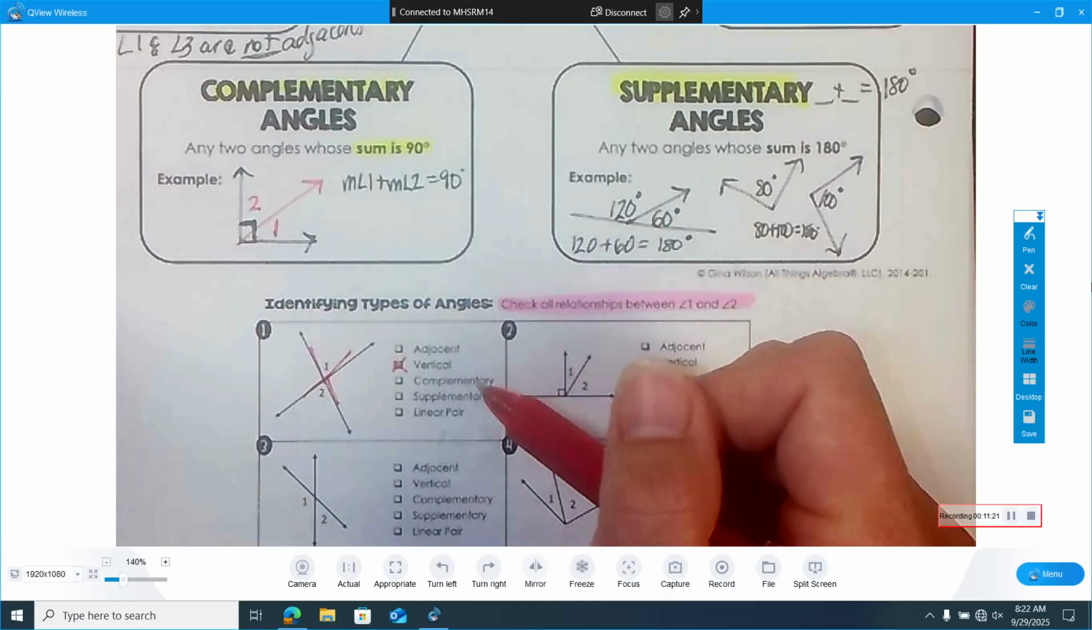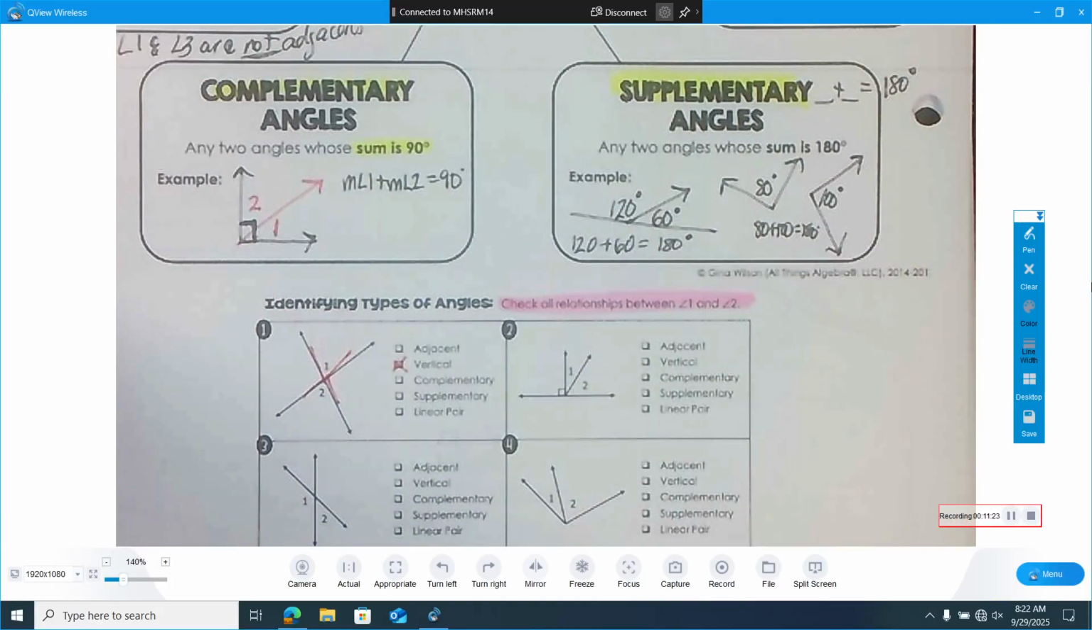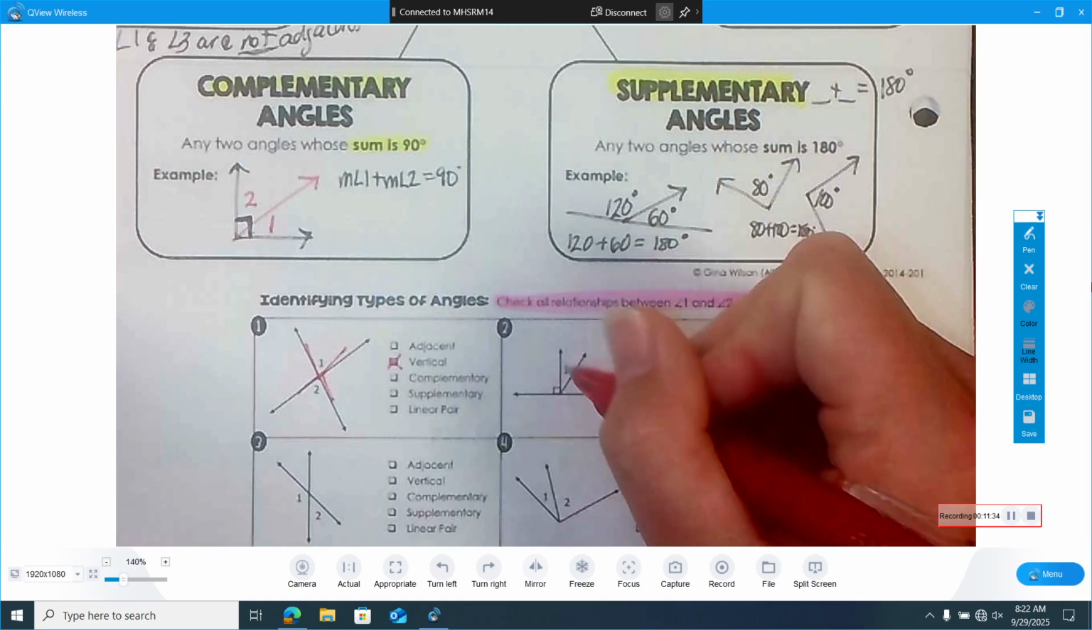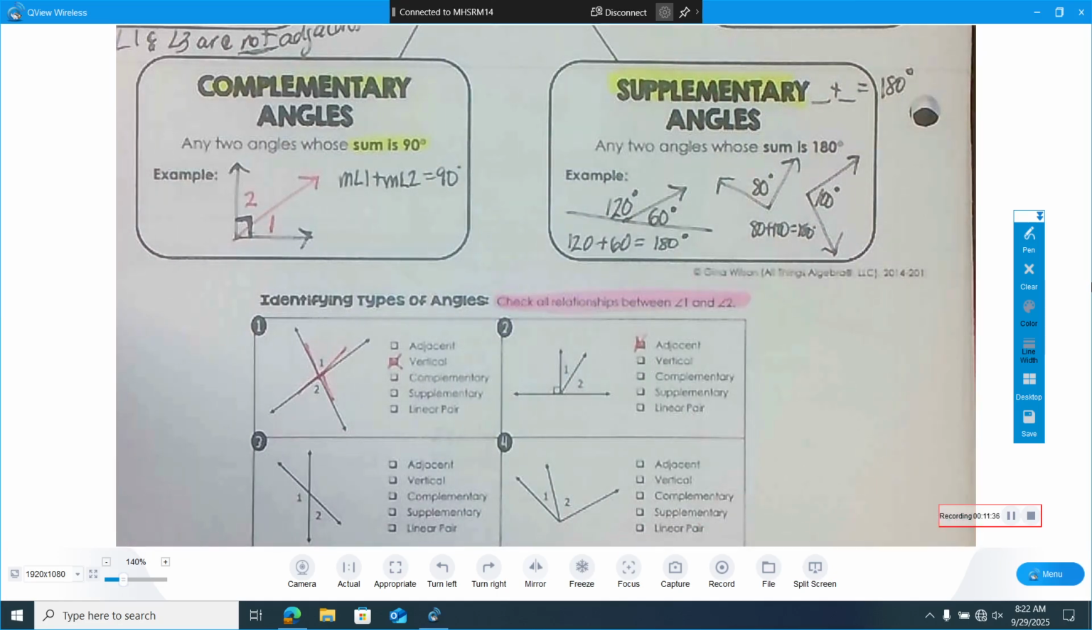No. We don't know if they're complementary, supplementary, definitely not a linear pair. All right, number 2. This is a tricky one. Tell me about angles 1 and 2. Adjacent, they are definitely right next door neighbors to each other, so they are adjacent.